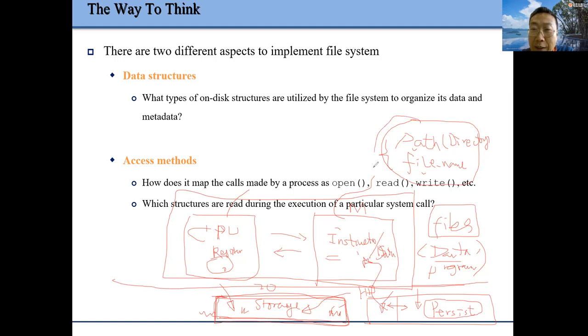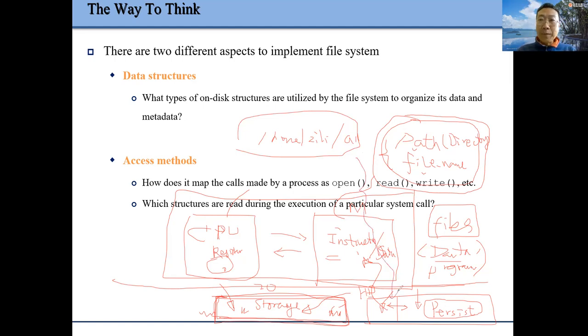However, we want to provide this interface, path and file name, to the user. If the user says, for example, I want to go to home, Zili, then A1, then you have to give me the corresponding file, which is stored on the hard disk. So that's the general idea. I hope this first issue is very clear to you.